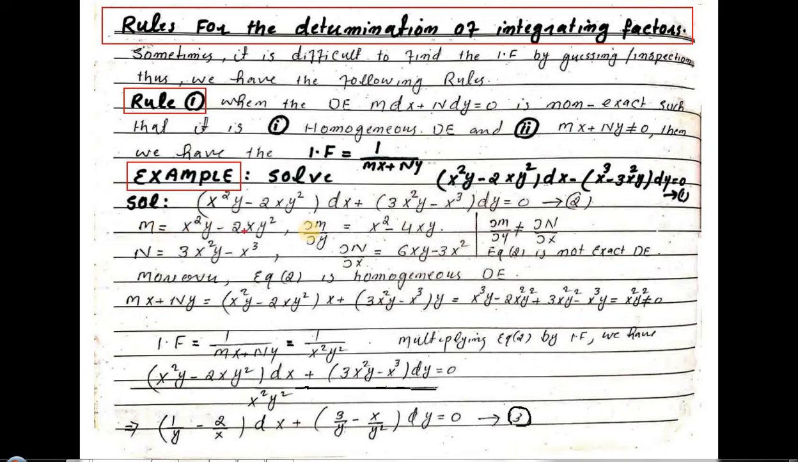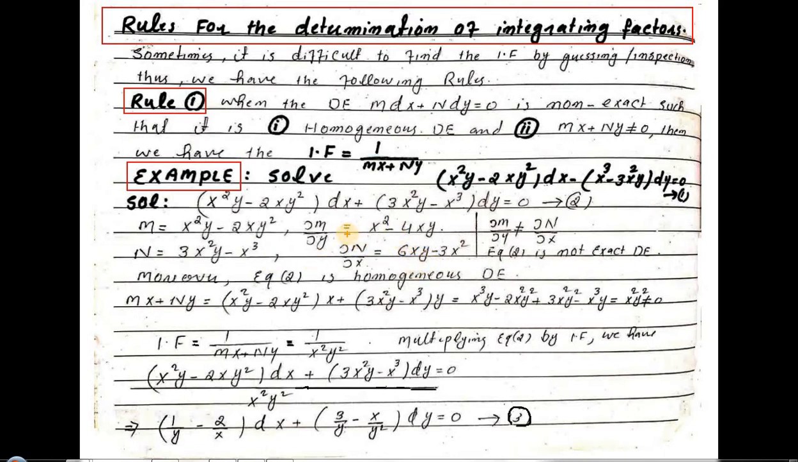So differentiating m with respect to y. During this differentiation, we will operate y and will treat x as constant. So this y will become 1 and this y square will become 2y. Finally, we will get del m over del y is equal to x square minus 4xy. Now partially differentiating n with respect to x. During this differentiation, we will operate x and will treat y as constant. So this is the result.